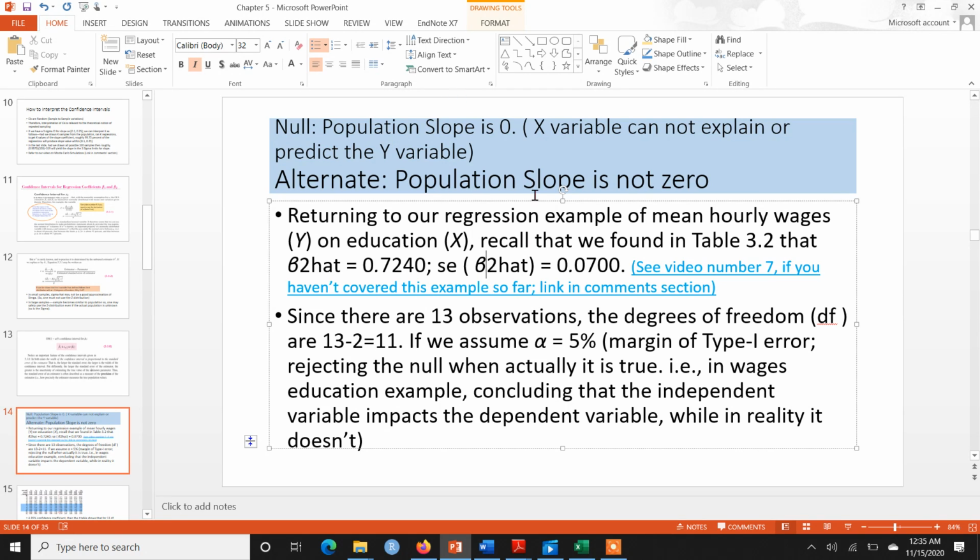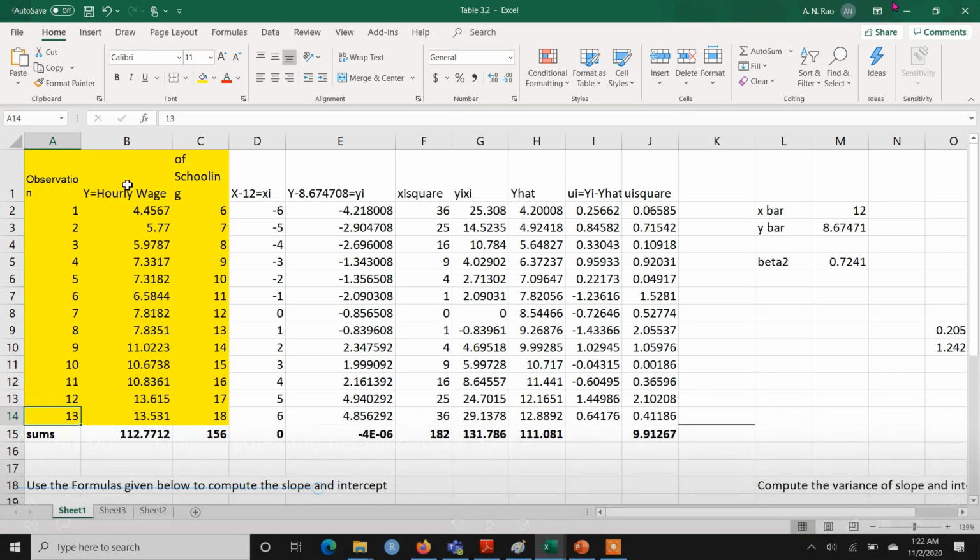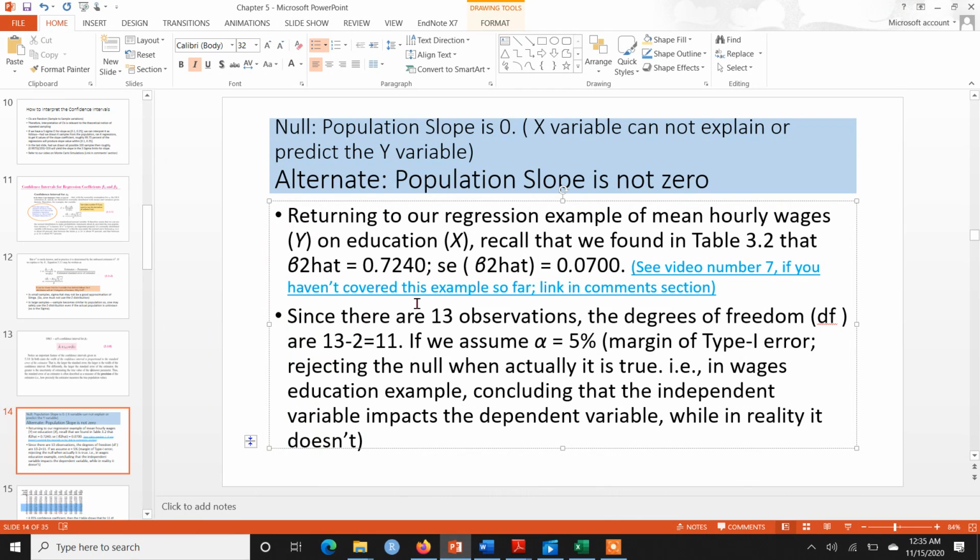If we are talking about the example that I just showed here, we have data on wages and schooling, and you can see that we have 13 observations here. We have a total of 13 observations. So first of all, it's a very small sample, so we are going to use the t distribution. 13 minus 2 is 11. What is this 13 minus 2? This is actually the degrees of freedom of the t table.